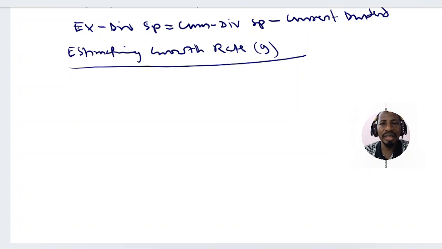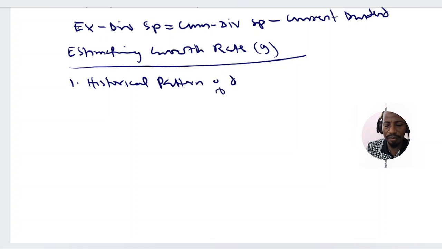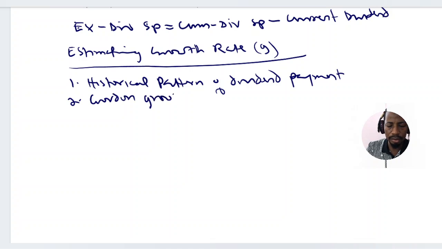Therefore, how do you then estimate the growth rate when calculating cost of equity? The growth rate can be computed in two different ways. One is using the historical pattern of dividend payments. Then two, using the Gordon growth model. So let's talk about each of them.